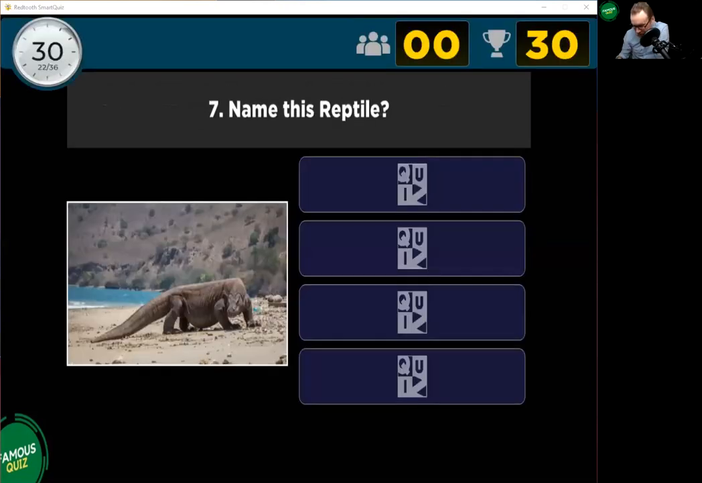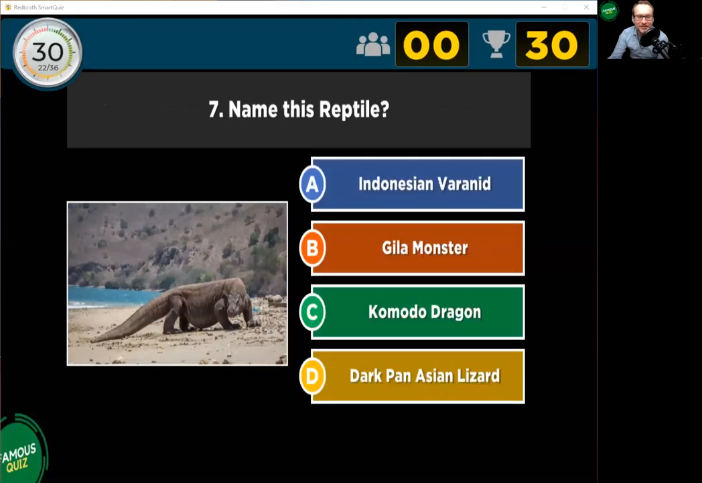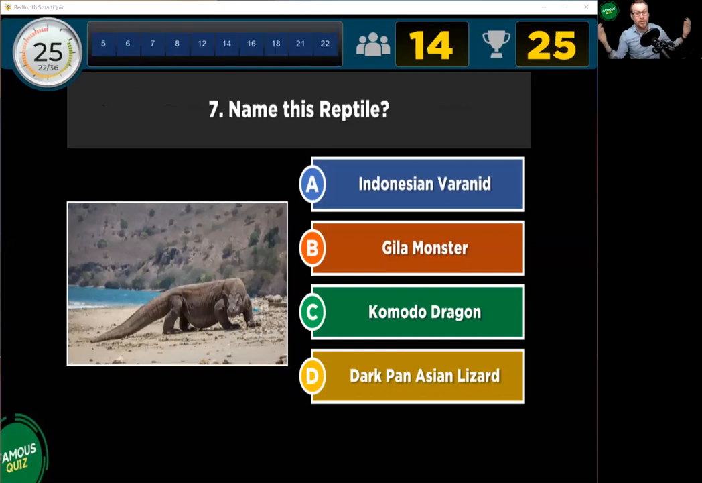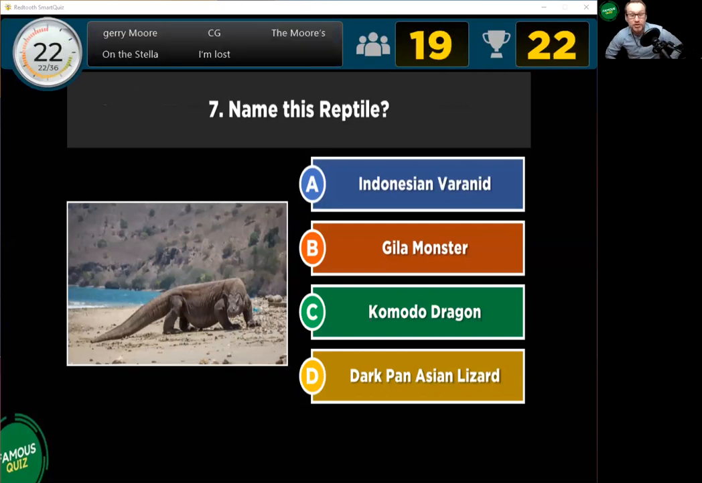Name this reptile. This is not from Jurassic Park. It's actually a real reptile who lives in this world. So this is not a picture or something. So: Indonesian varanid, Gila monster, Komodo dragon, or dark Panasian lizard?